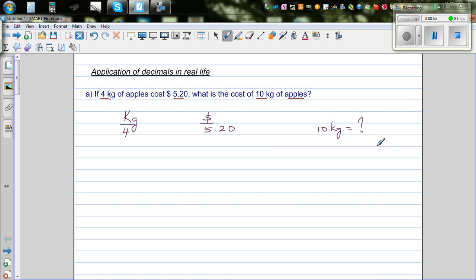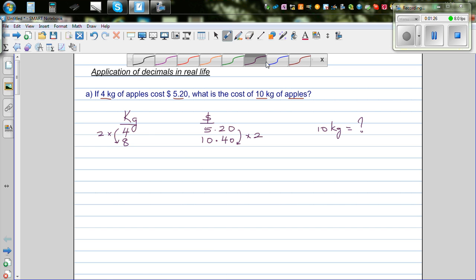Okay, so let's think in a proportional manner. So if for 4 kgs it is $5.20, for 8 kgs it will cost how much? From 4, you want to find 8 kgs. That means this is 4 times 2 is 8. So you do the same thing to this. So times 2. So $5.20 times 2, if you double it, this is $10.40.